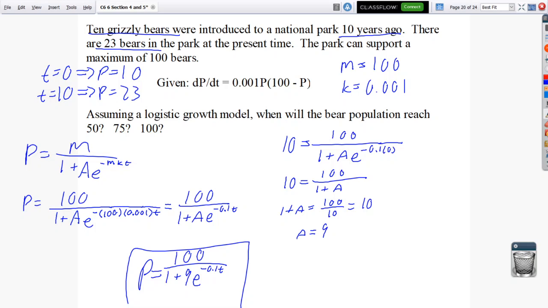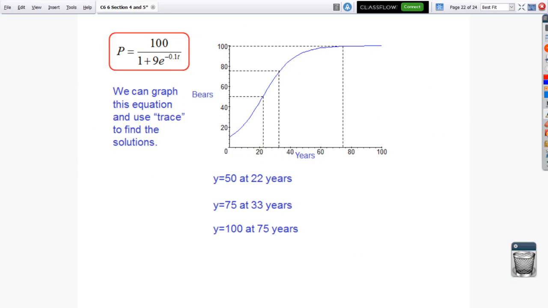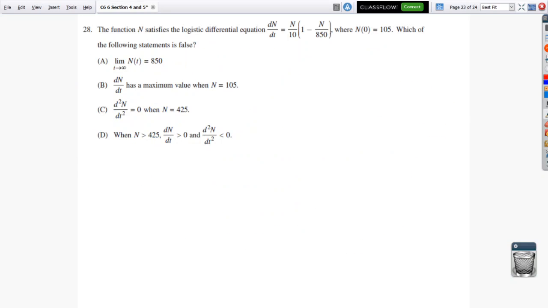Now there's an example of an AP problem that I have right about here. The function n satisfies the logistic differential equation dn dt is equal to n over 10 times the quantity of 1 minus n over 850, where n of 0 is equal to 105. Which of the following statements is false?